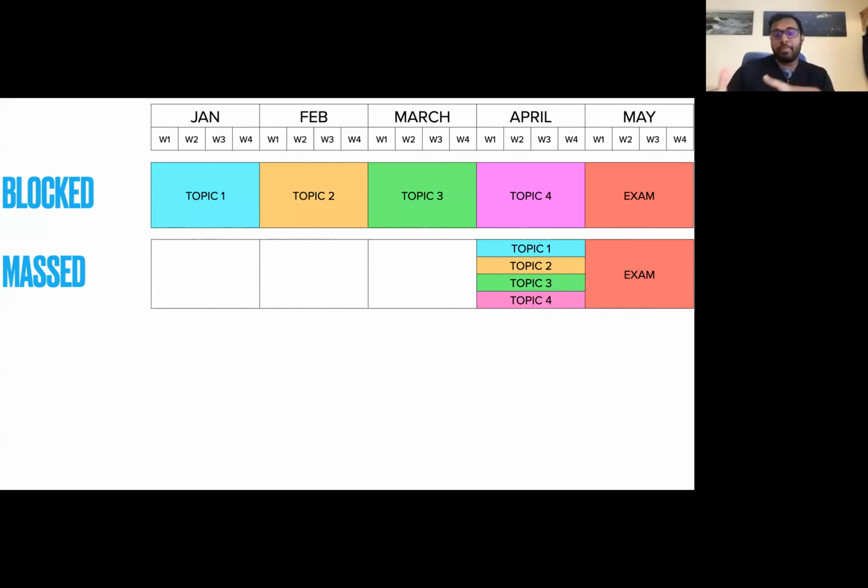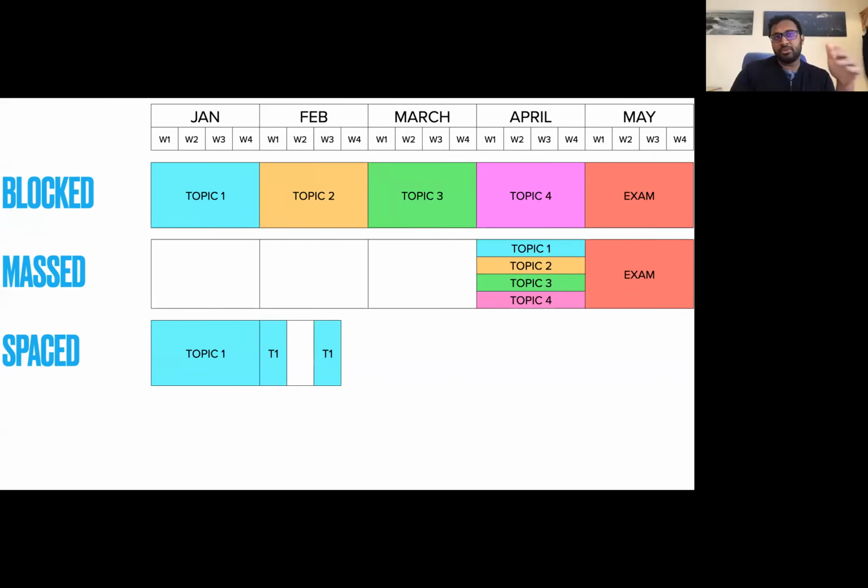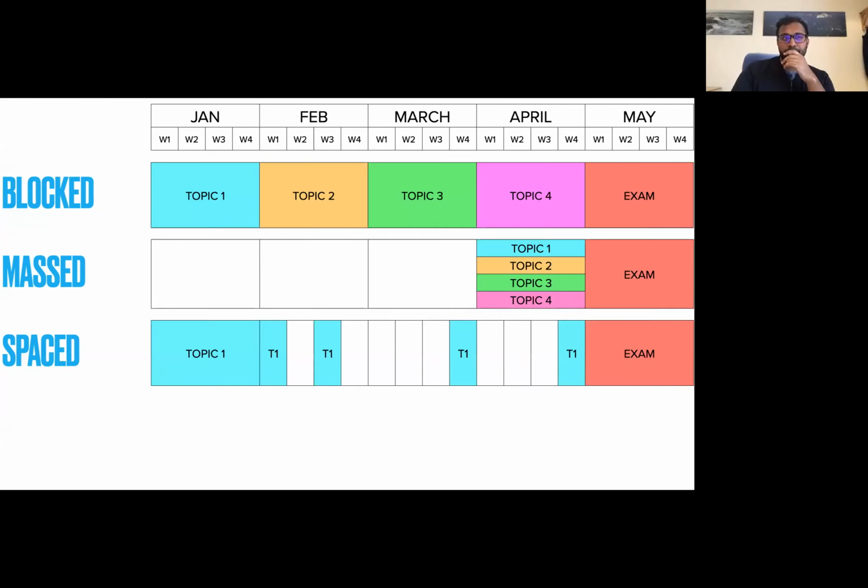So if we were going to compare spaced practice to blocked and massed practice, it would look something like this. You teach topic 1 in January, come back to it fairly soon, have a bit of a gap, come back to it again. This time, maybe we will have a large gap, and then come back to it. And then we'll finally come back to it just before the exam. This is known as spaced practice, and this works great. You'll have 90% retention as opposed to 10% retention.